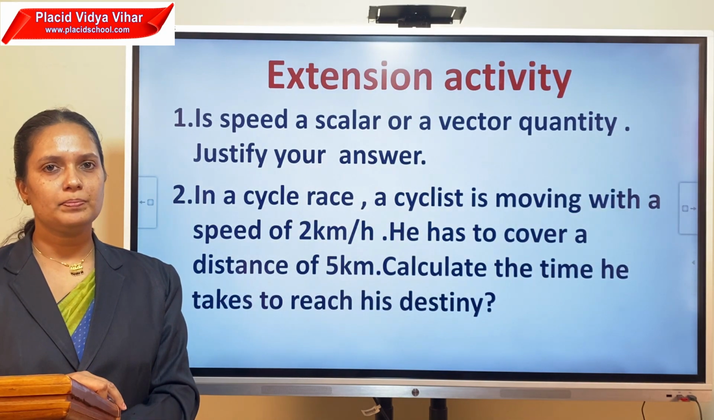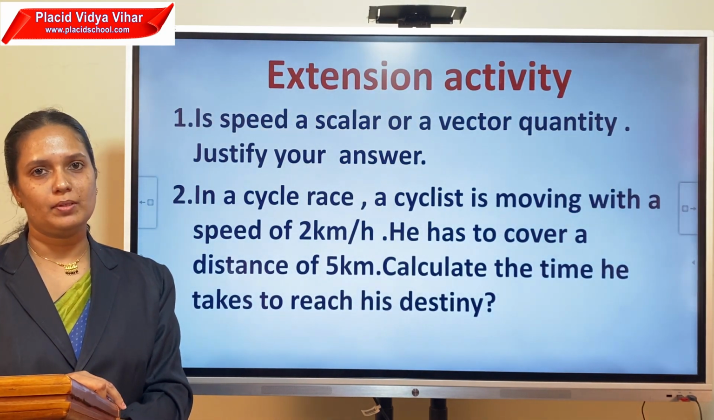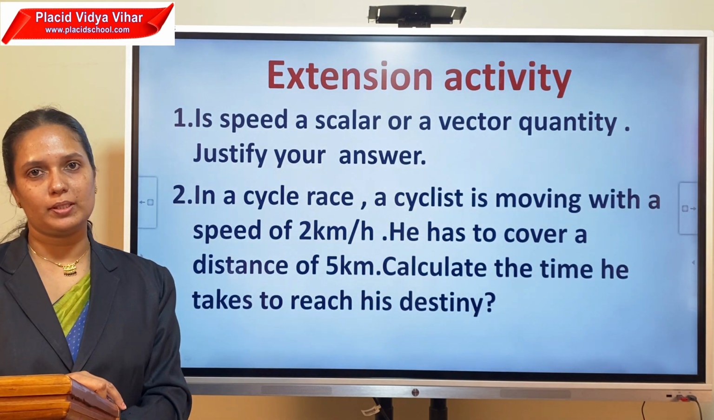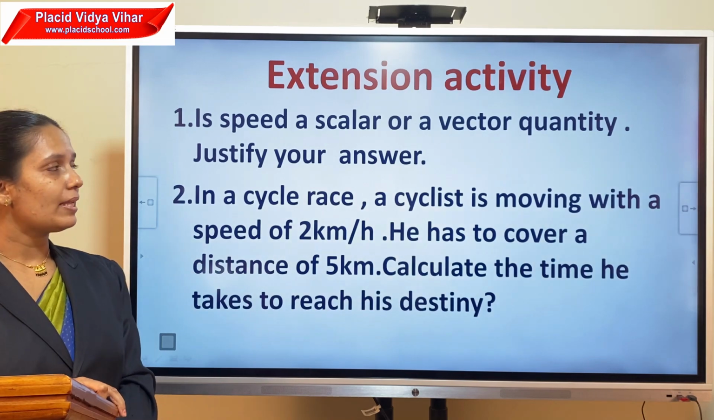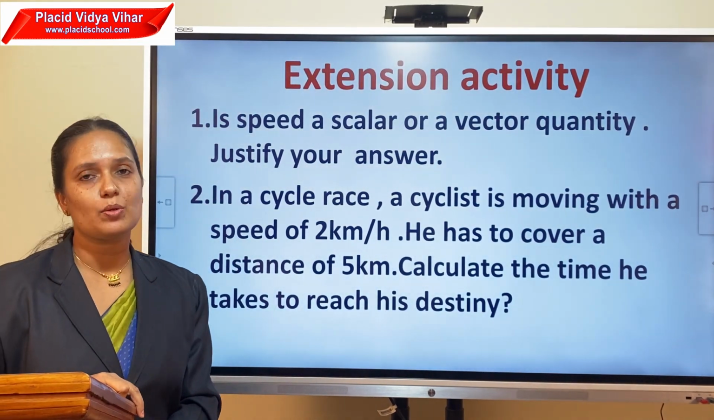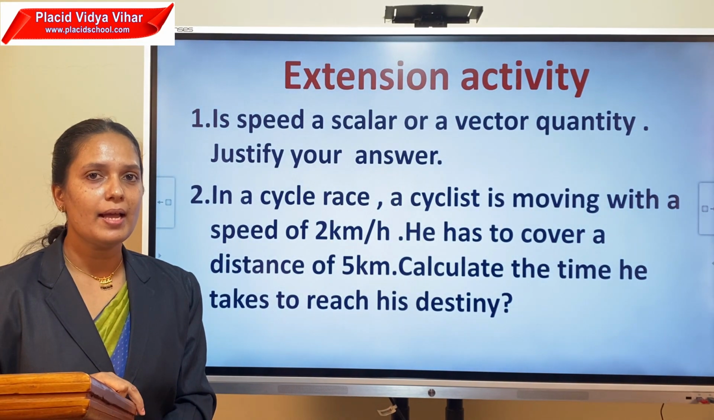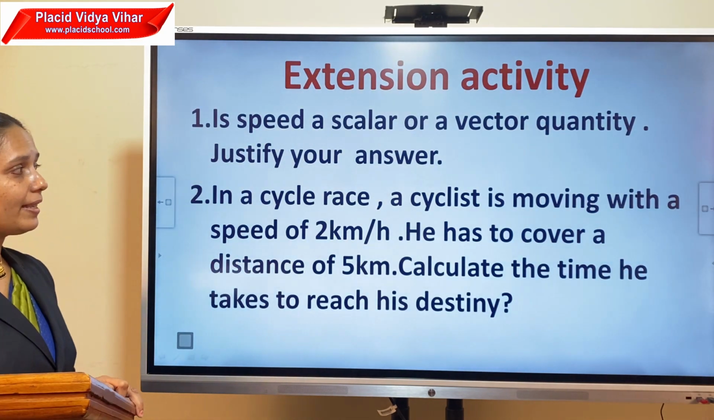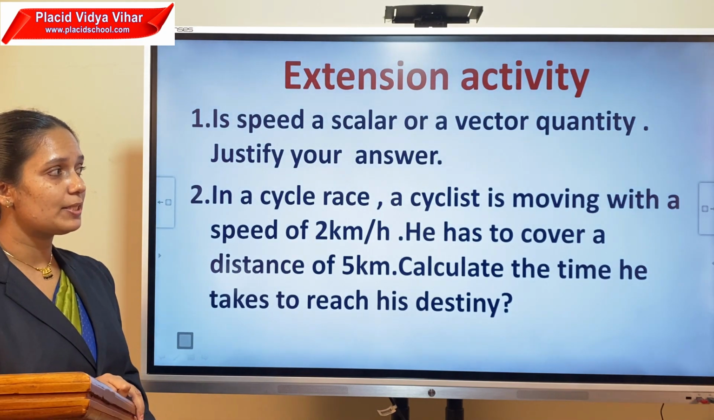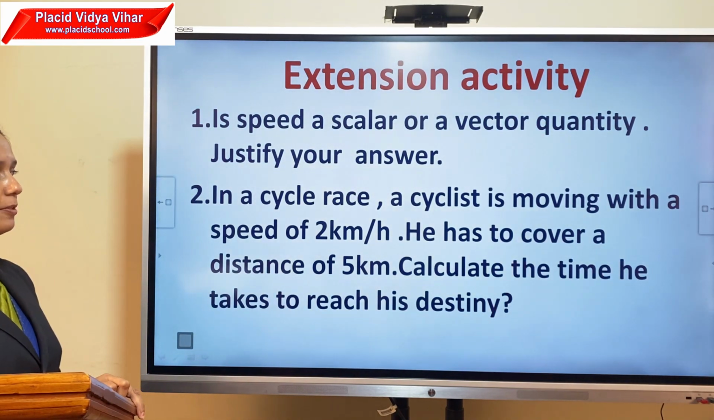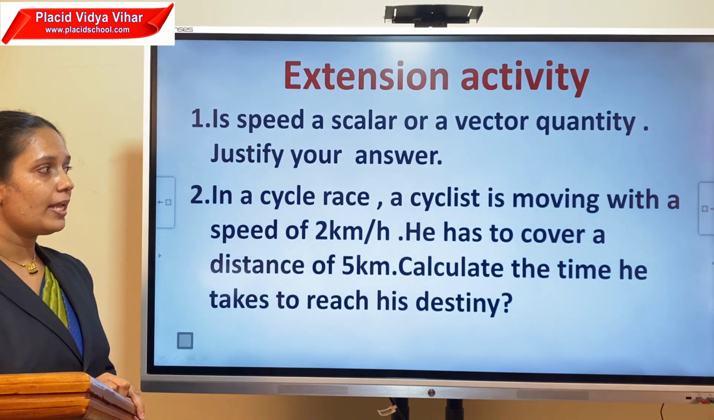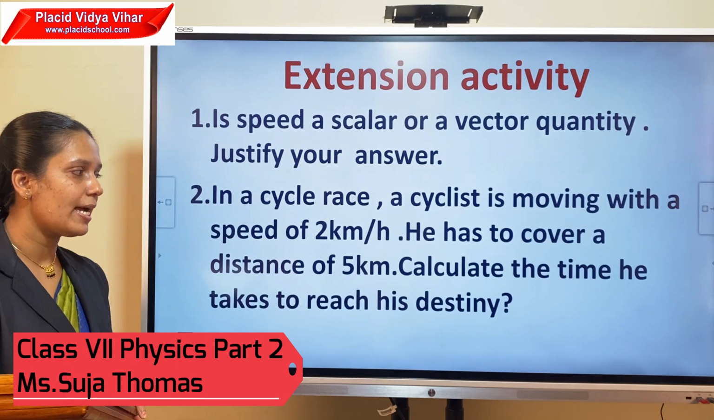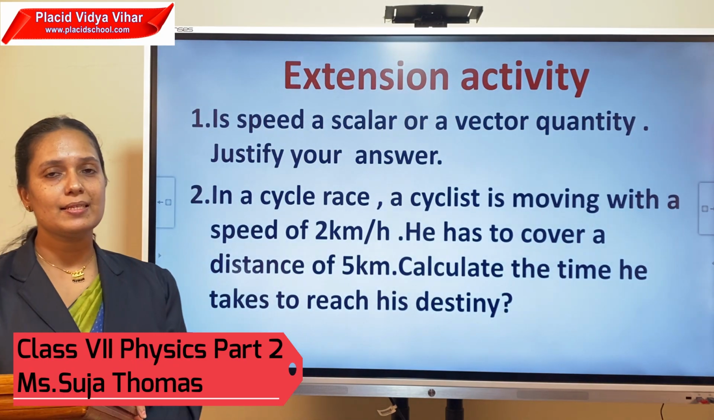On the screen, you can see some questions. You have to do these questions in your physics notebook. The first question is, is speed a scalar or vector quantity? Justify your answer. Then the second question is, in a cycle race, a cyclist is moving with a speed of 2 km per hour. He has to cover a distance of 5 km. Calculate the time he takes to reach his destination.